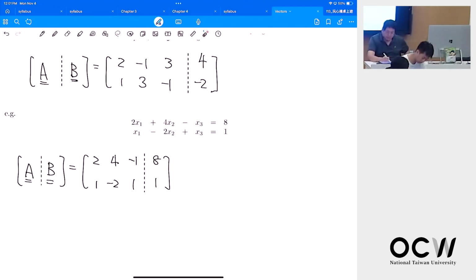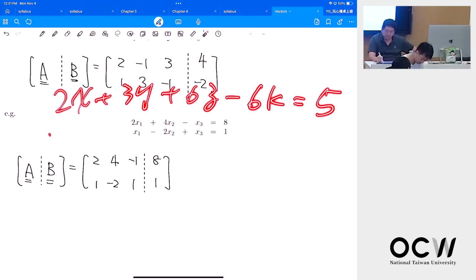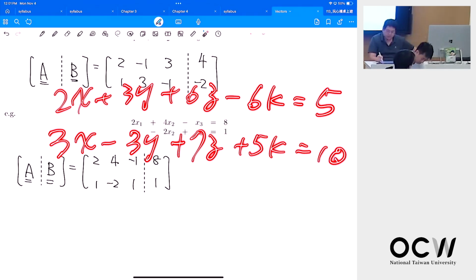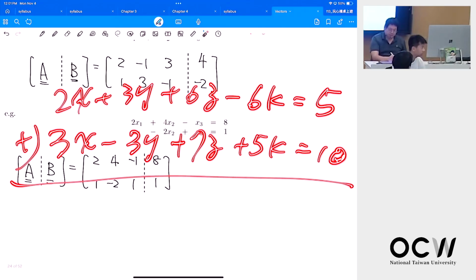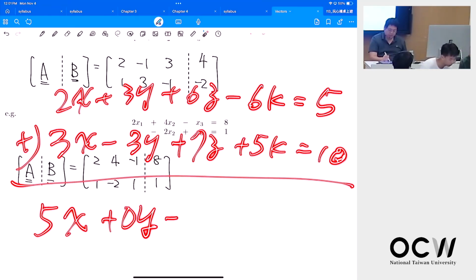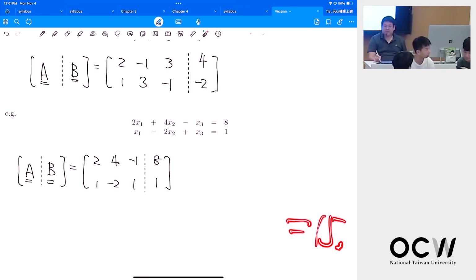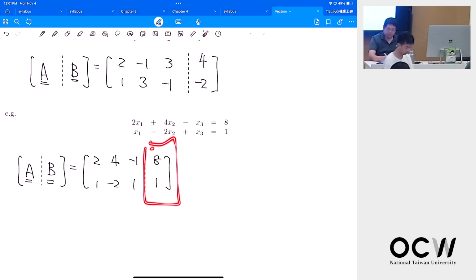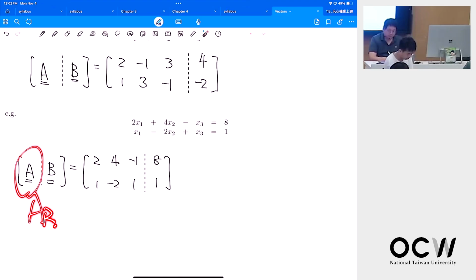Think about this one. Well, we think about that many times. 2x plus 3y plus 6z minus 6k equals 5. 3x minus 3y plus 7z plus 5k equals 10. I still can do the elementary row operations. This plus this: 5x minus 0y plus 13z minus k equals 15. Now, I'm still doing the elementary row operations, but for the matrix B, I also do the elementary row operations. So I can still find the reduced matrix of A, and then you can get the solution.